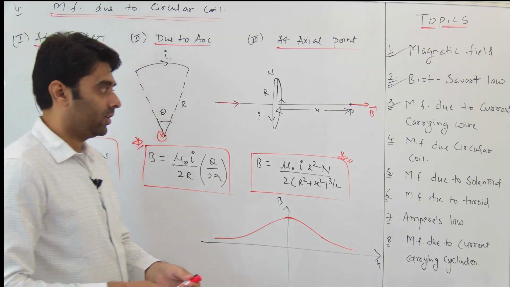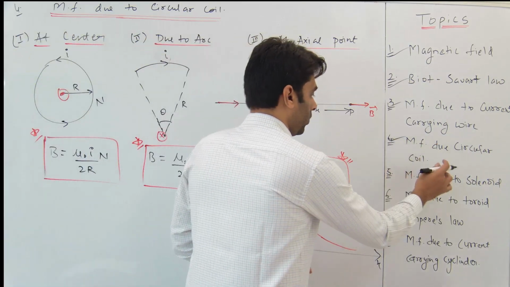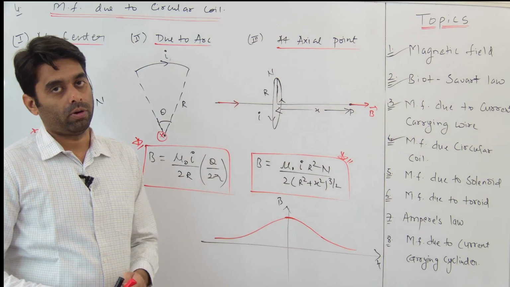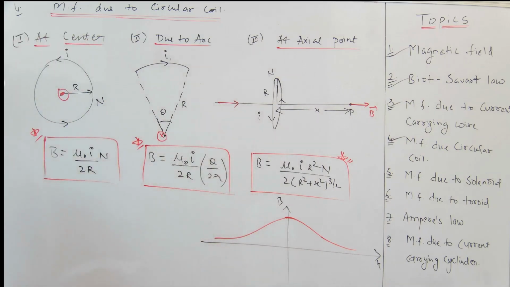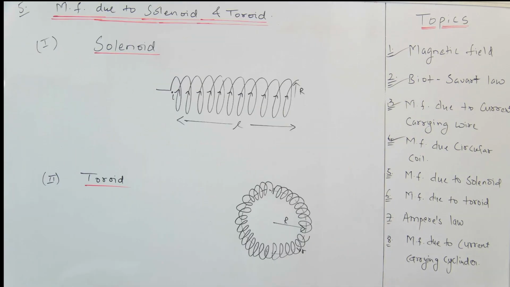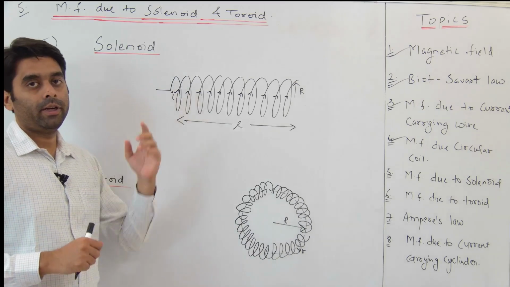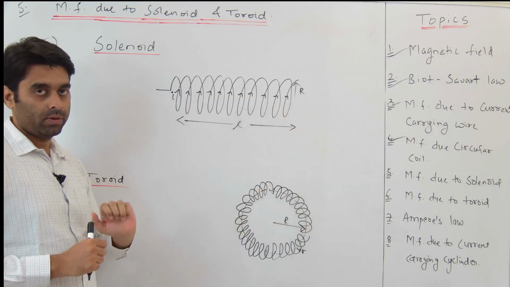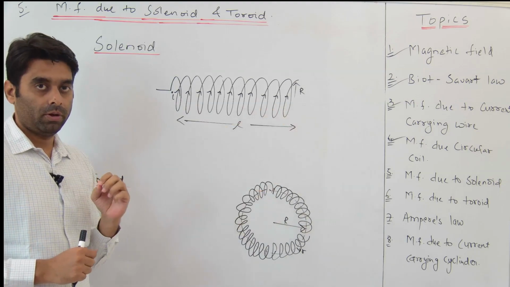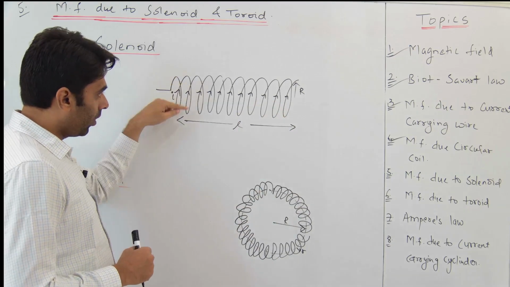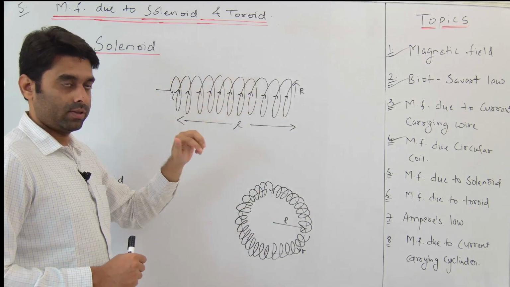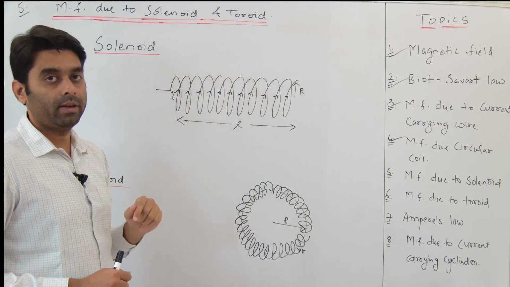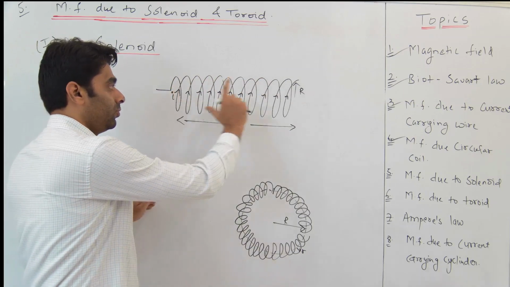Next, we have to discuss the magnetic field due to a solenoid and the magnetic field due to a toroid. First of all, one by one, we'll take a look. So what is a solenoid? Whenever a circular coil is tightly wound and many turns are there, we term it a solenoid.